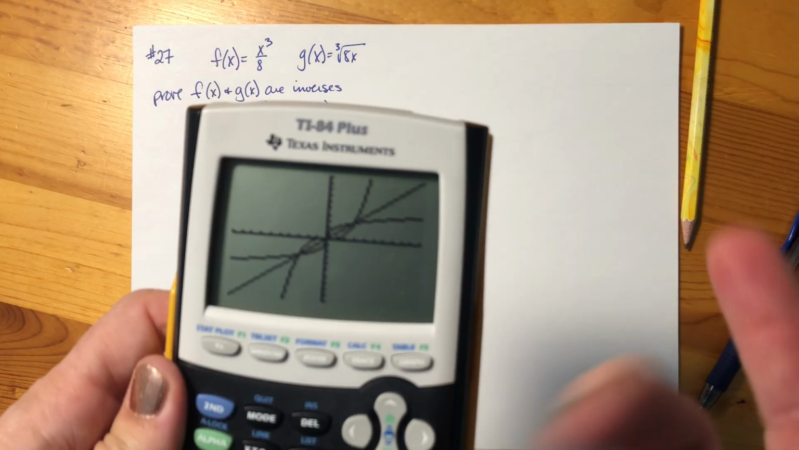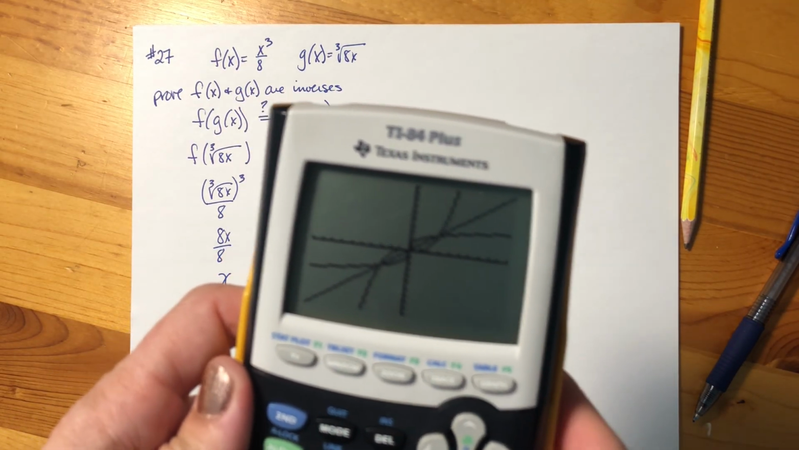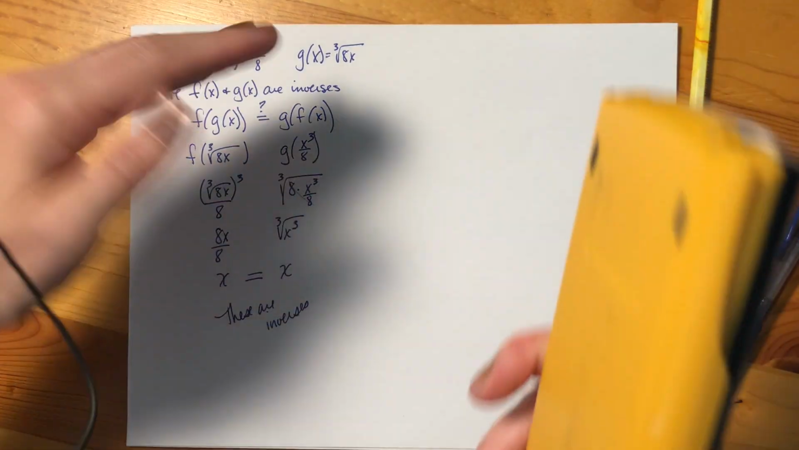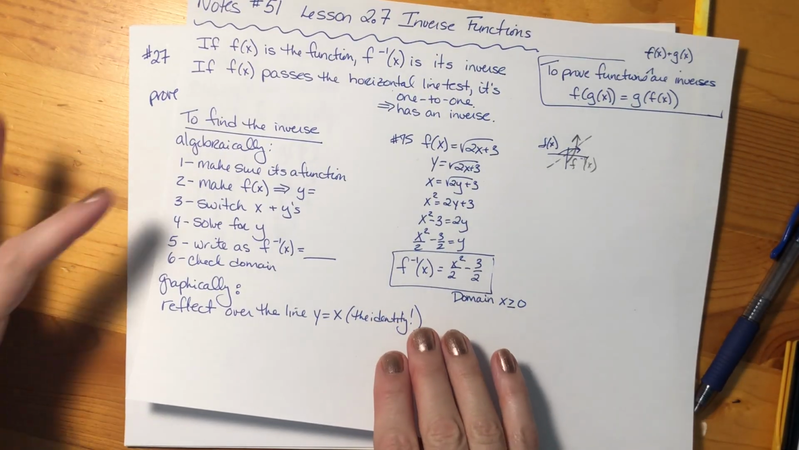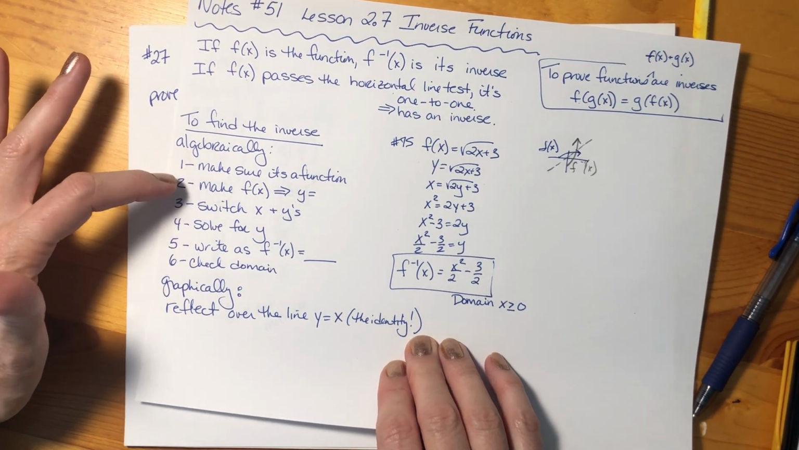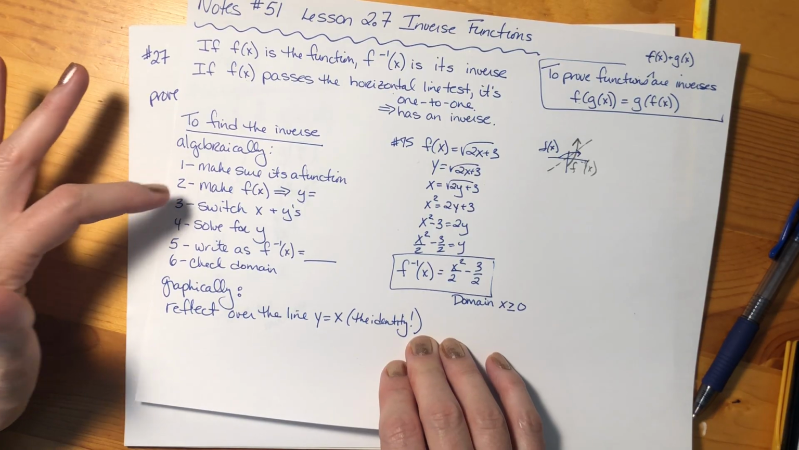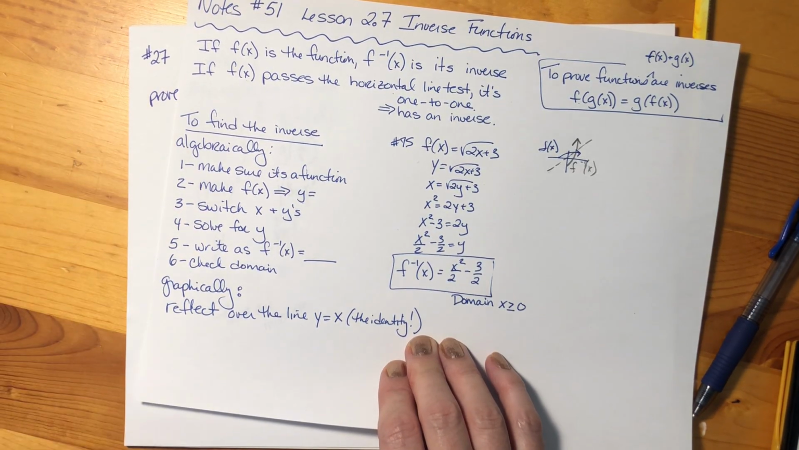Now, if someone asked you to prove it, I would not necessarily use the graph to prove it. I would probably use the old-fashioned algebraic proof to make sure that that's true. So again, your steps to finding the inverse: make sure it's a function, change it to y equals form, switch the x and y's, solve for y, write it in pretty form, and make sure you check the domain.